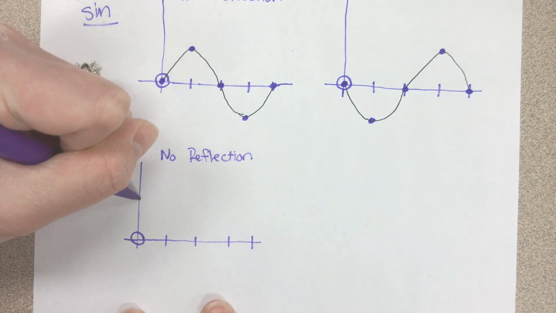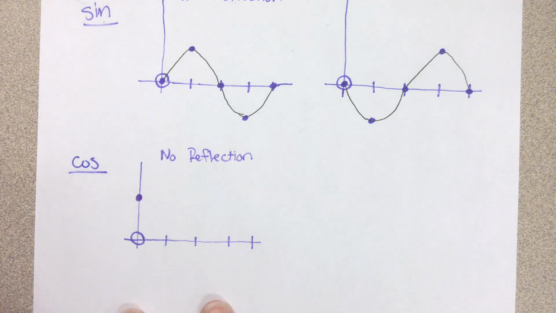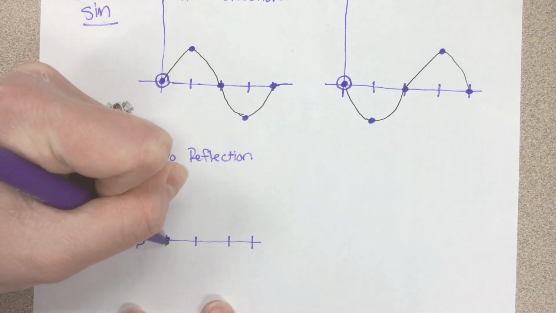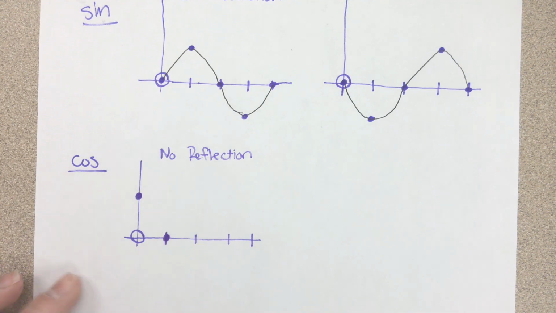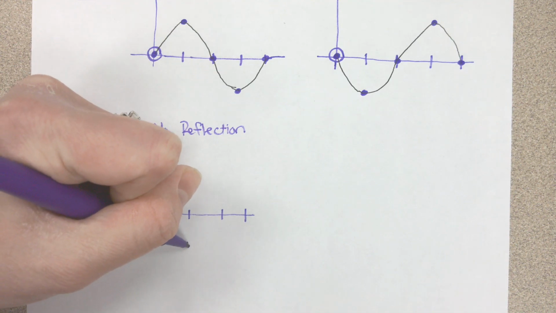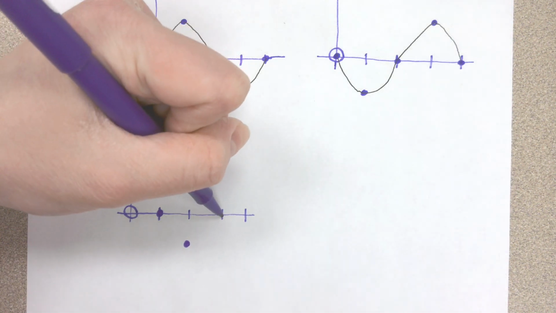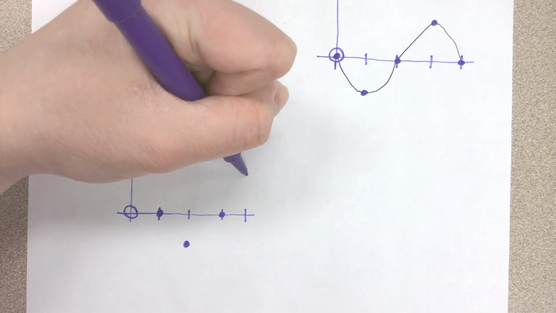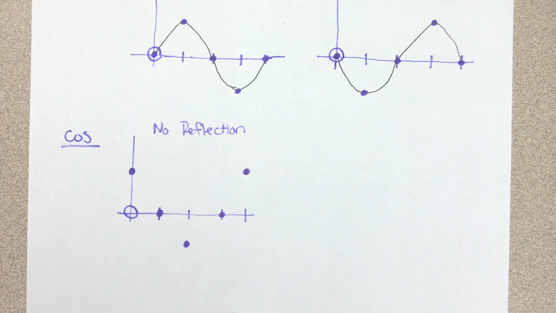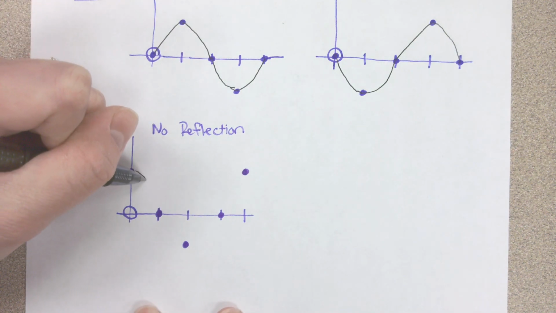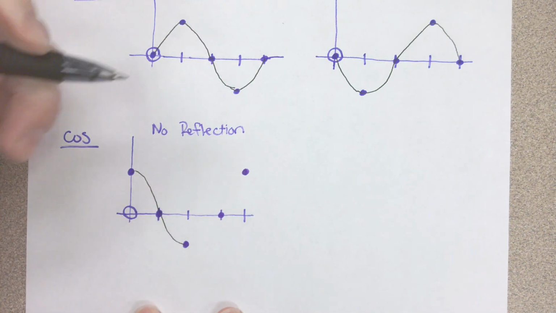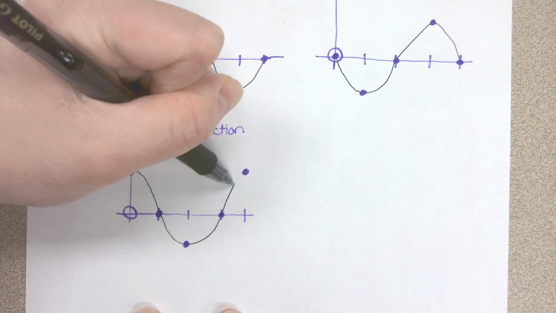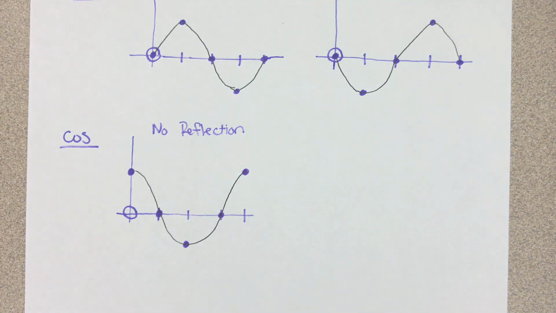Cosine starts at its maximum, then down to the midline, then down to the minimum, back up to the midline, back up to its maximum. And then we create its U shape.